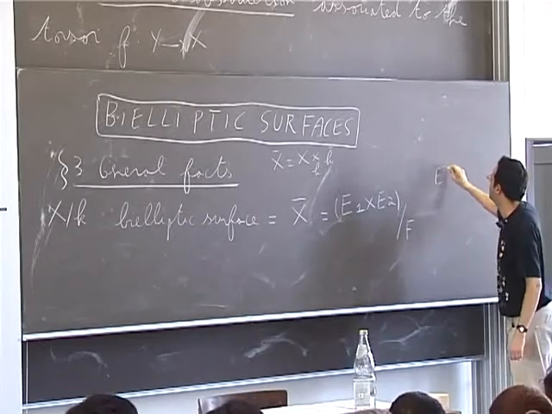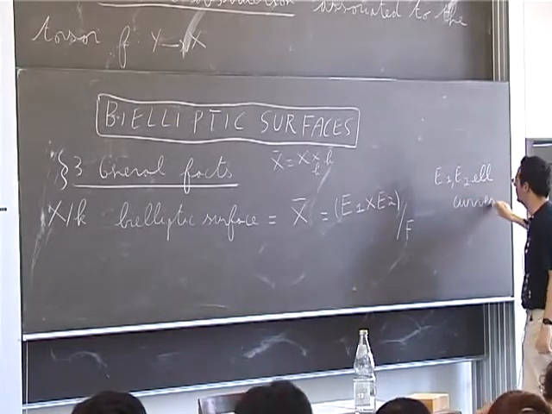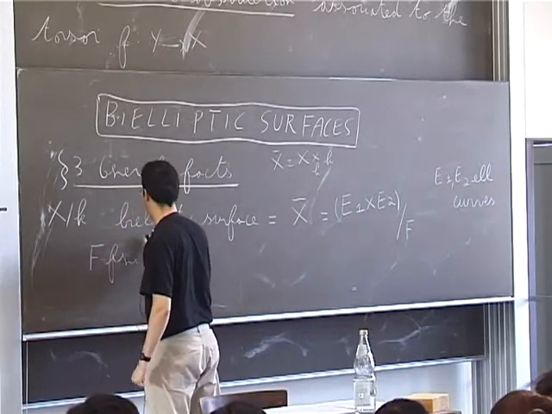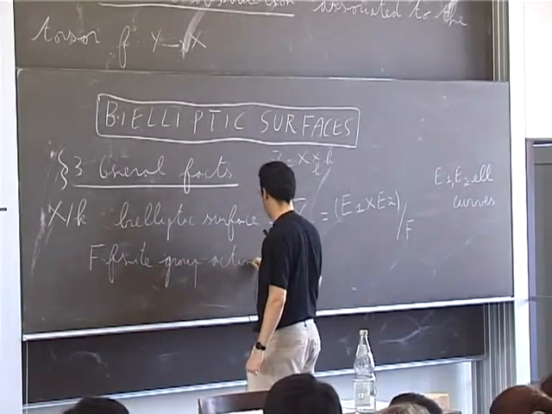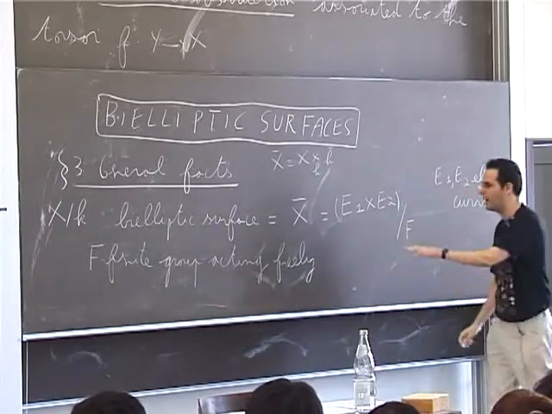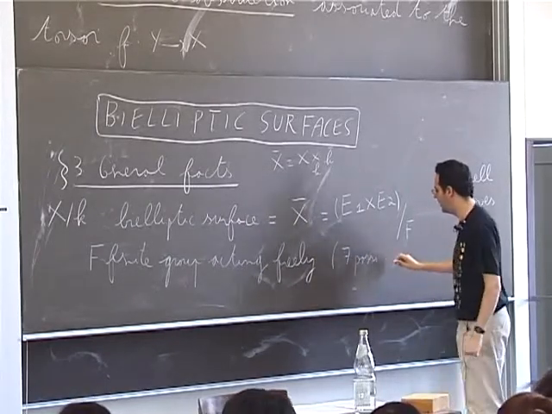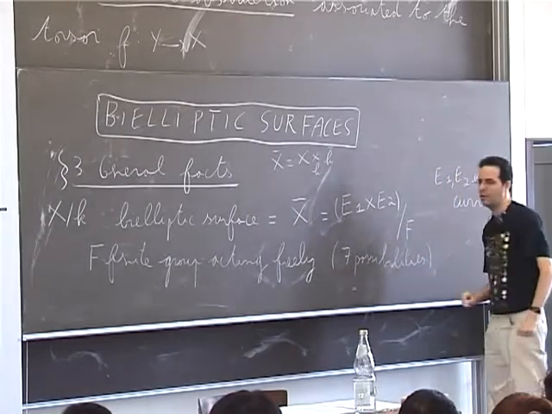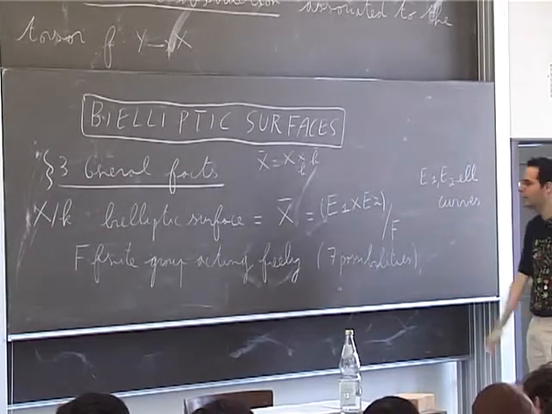So E1 and E2 are elliptic curves, and F is a finite group acting freely. So it's an étale quotient. Actually, there are 7 possibilities for F. You can find this in any good book about complex surfaces. And by the way, all possibilities are abelian. For surfaces, there are no examples with F non-abelian.